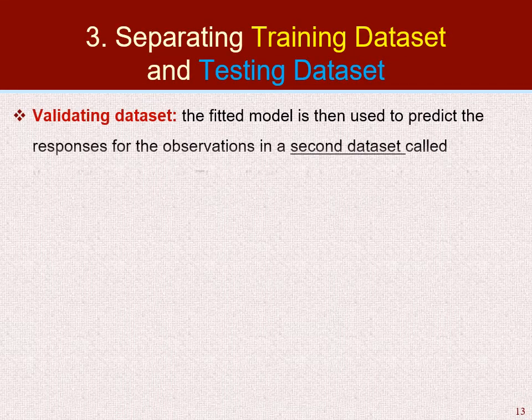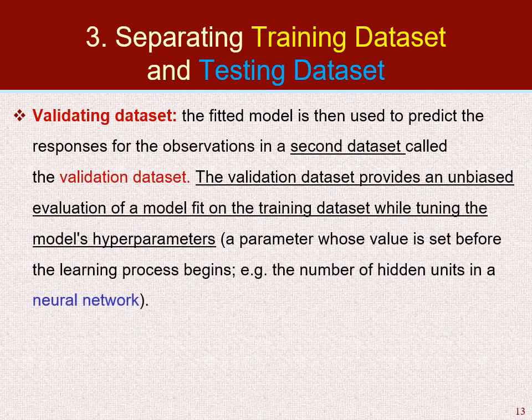What is the validation dataset? After the training stage or fitting stage, the fitted model is then used to predict the responses for the observations in a second dataset called the validation dataset. The validation dataset provides an unbiased evaluation of a model's fitness or performance on the training dataset while tuning the model's hyperparameters. Hyperparameters are those values set before the learning process begins, such as the number of hidden units in a neural network that we're going to learn later on.